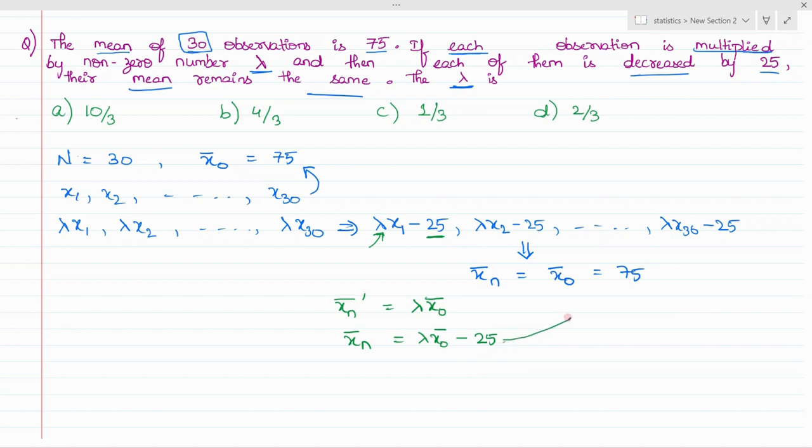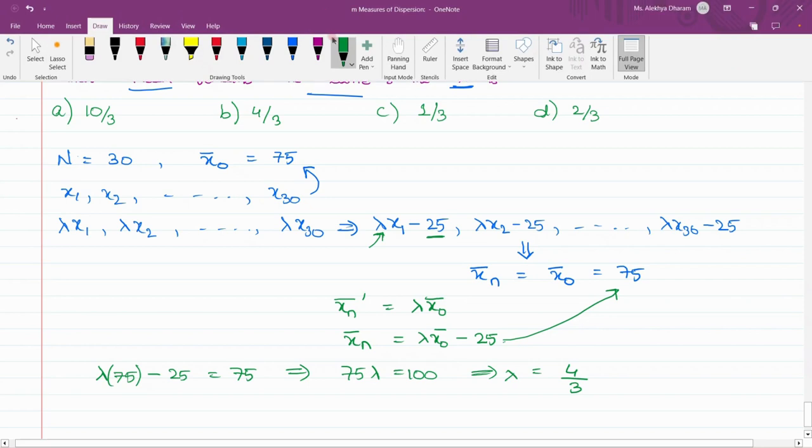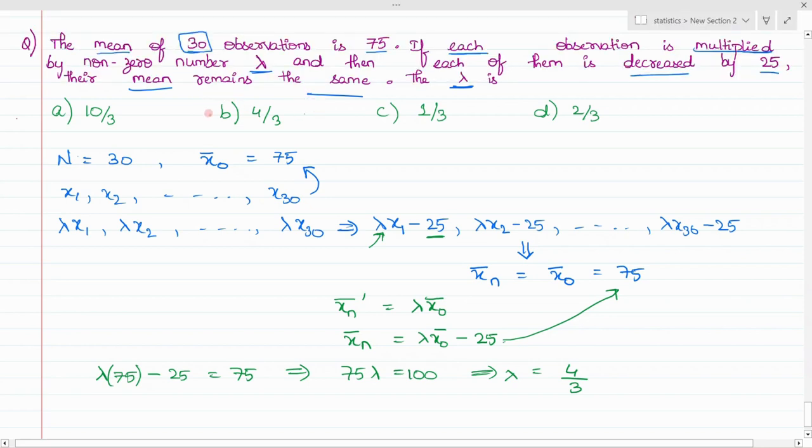Just equate this value with 75. So lambda into the original mean, which is 75, minus 25 is equal to 75. It becomes 75 lambda is equal to 100. Lambda is 4 by 3. Therefore, according to the question, option B is the required answer.